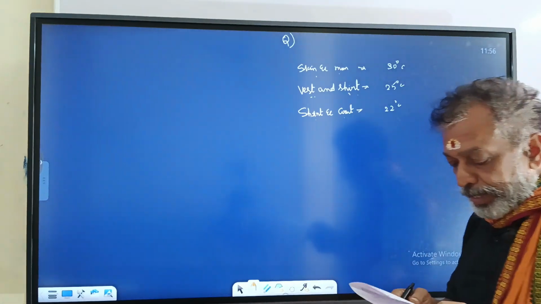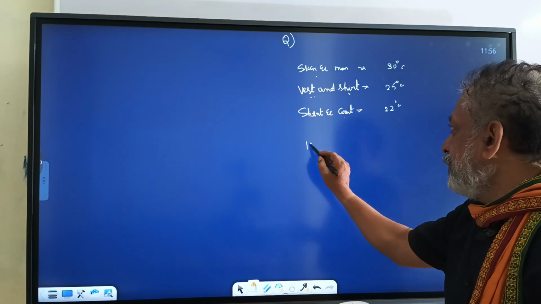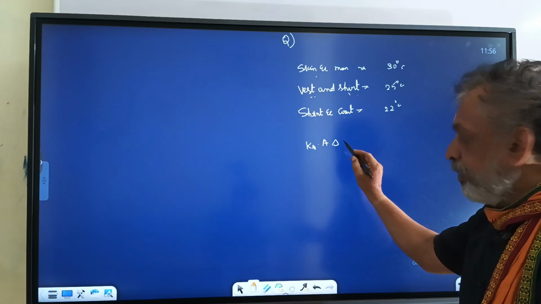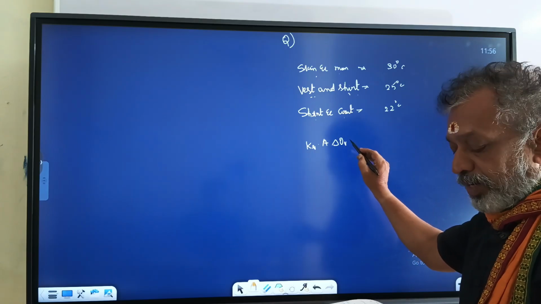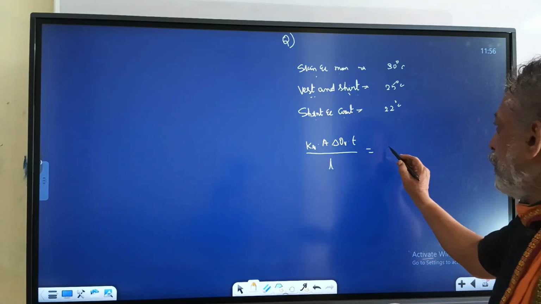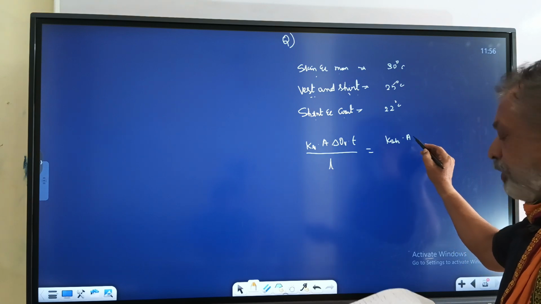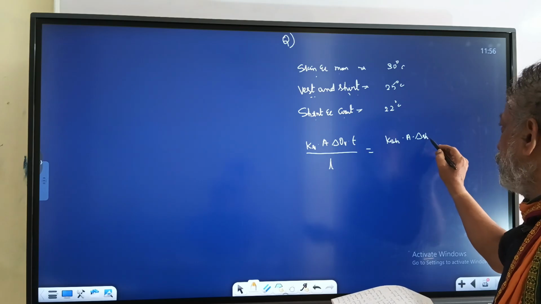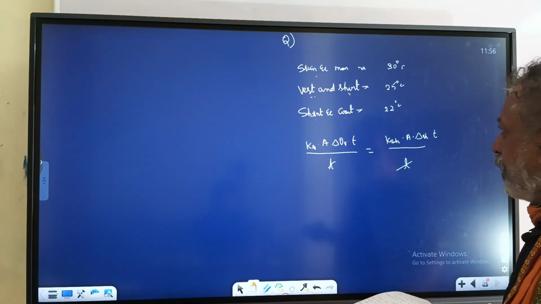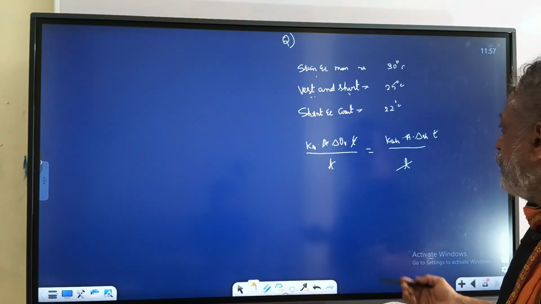So now, K vest into area into temperature difference of vest into time of flow divided by length or thickness is equal to K shirt into area into delta shirt into time by L. The thickness is the same, so we cancel it. The time cancels, and the area, the same cross section, also cancels.